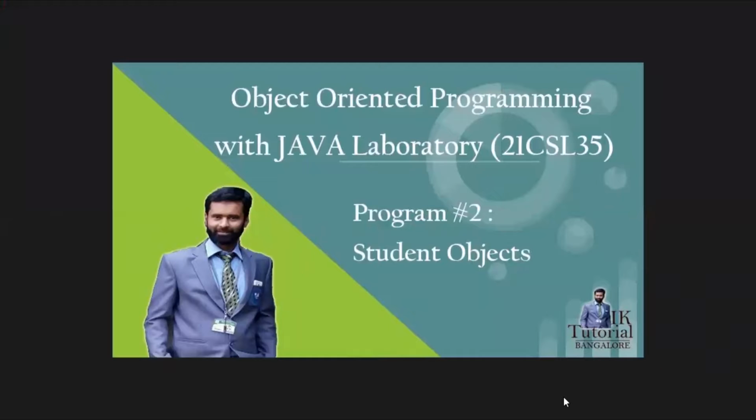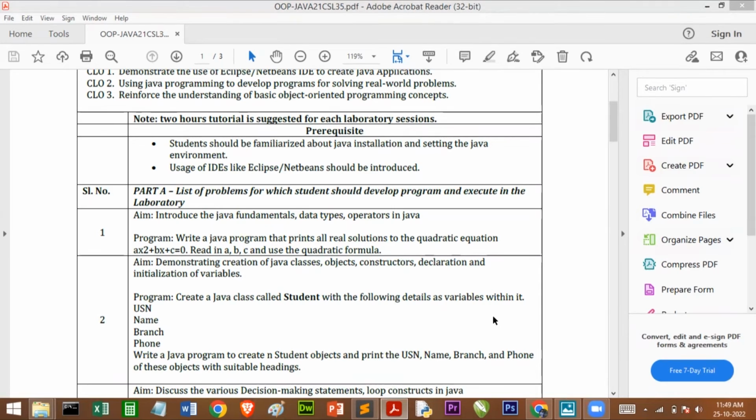In this video, I'm going to explain program number 2, that is creating a Java class called student with the following details as variables within it. You have to use variables like USN, name, branch and phone number. You have to create a student object and print the values which we have stored in the variables with a suitable heading. Here you have to make use of classes and objects, and you can create an array of objects to store multiple student details. We will see the code and then we will see the output for this.